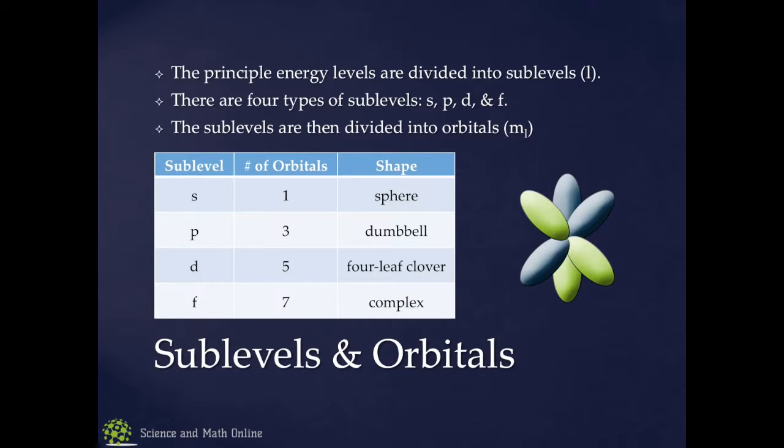So each energy level can be divided into sublevels. Those sublevels are then divided into orbitals. And those orbitals are here. This will all come together when we start doing this a little more specifically.